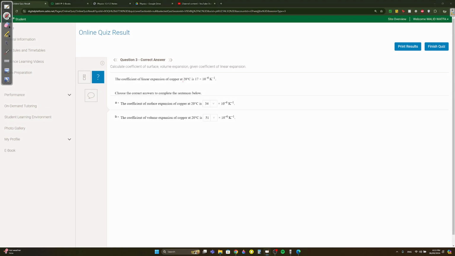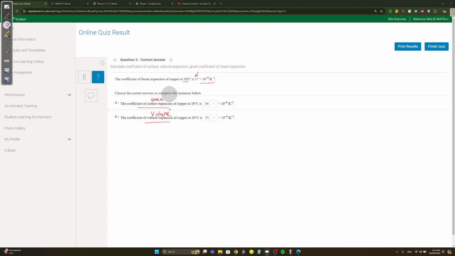Coefficient of linear expansion of copper at 20 degrees Celsius is 17 times 10 to the negative 6. What is the coefficient of surface expansion? Surface means area. Okay. What's the coefficient of the volume? Volume. If you remember in math, area is square, volume is cube.